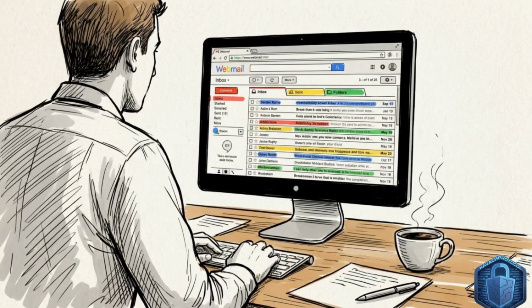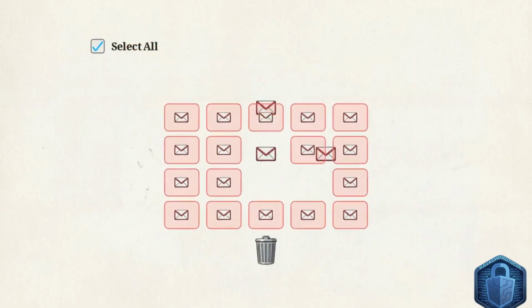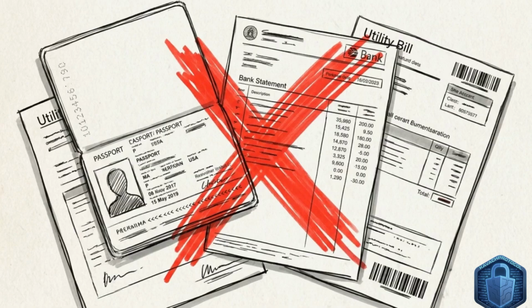To follow these steps, open Gmail on a desktop computer. You will also need a password manager or an encrypted cloud vault ready to store the files we're about to move. Deleting these legacy files reduces your digital attack surface. It removes the documentation most frequently used to verify fraudulent transactions and facilitate unauthorized account recovery.